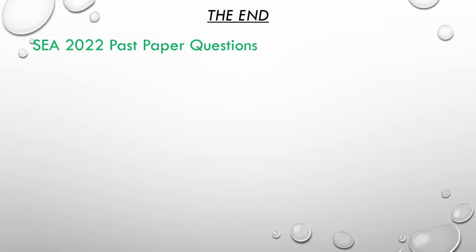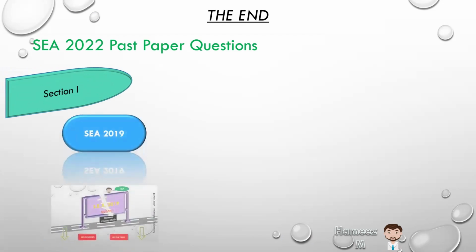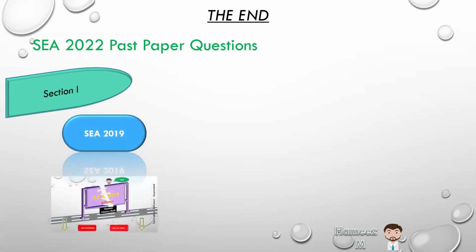So we have now come to the end of our SEA 2022 past paper questions, Section 1, those 20 questions. We started doing this series with the SEA 2019 paper. So you can find the links for those below.